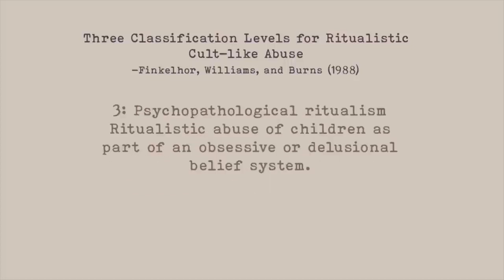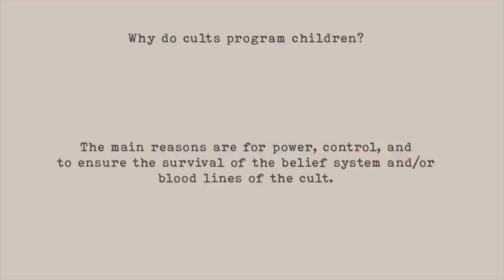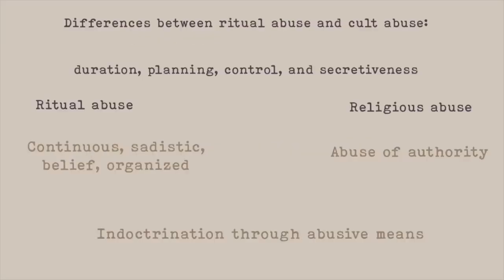The third level is psychopathological ritualism, which is the ritualistic abuse of children as part of an obsessive or delusional belief system. Why do cults program children? The main reasons are for power, control, and to ensure the survival of the belief system and/or bloodlines of the cult.